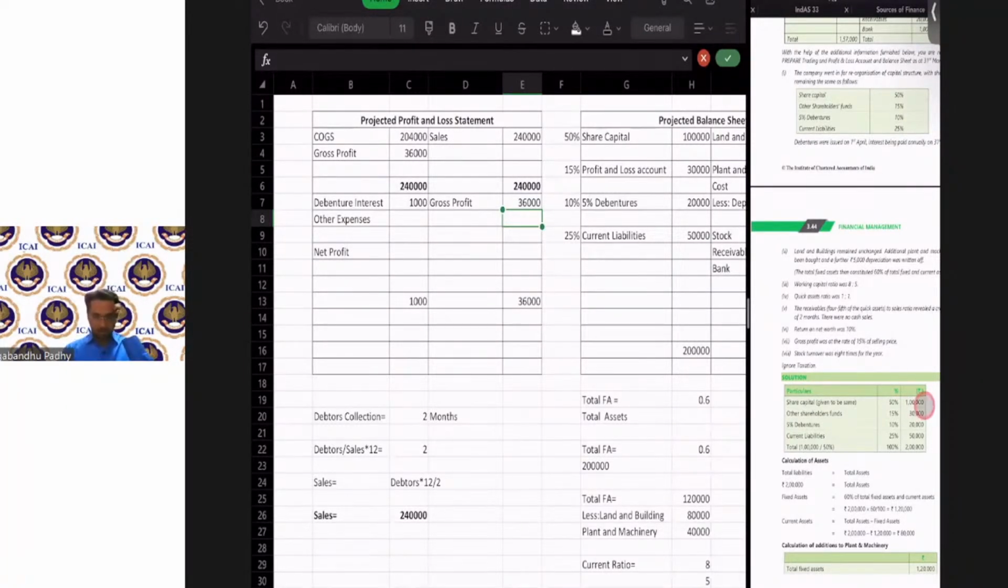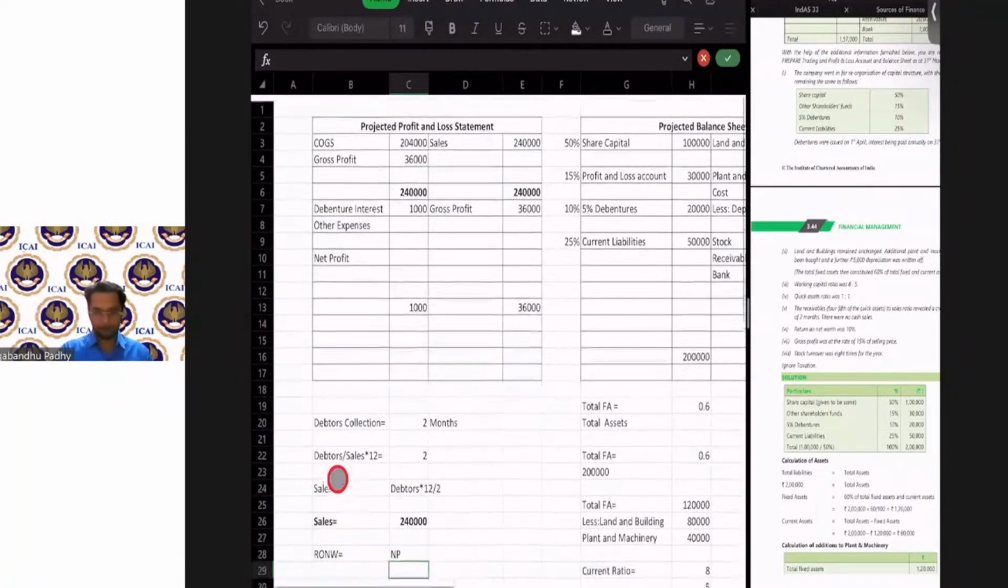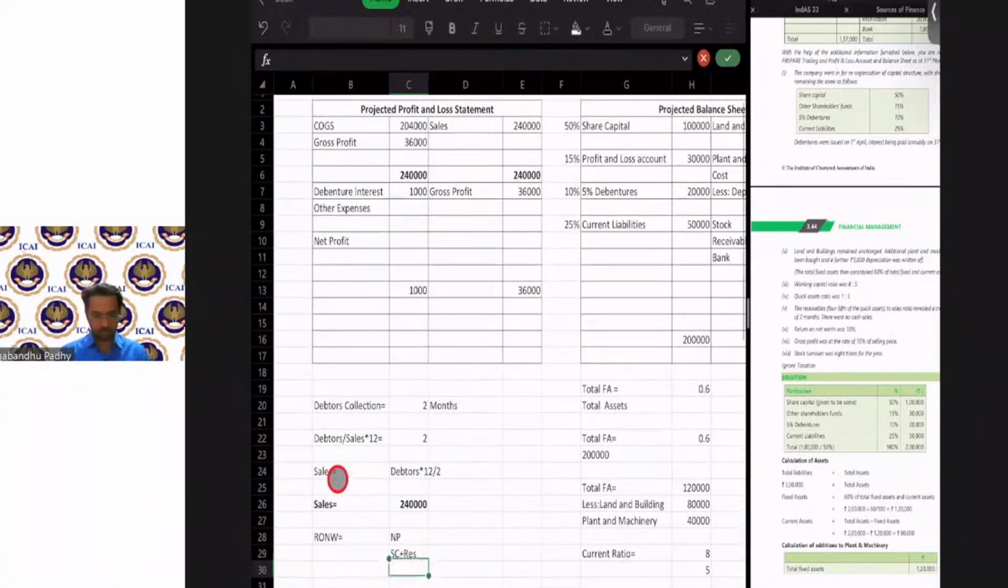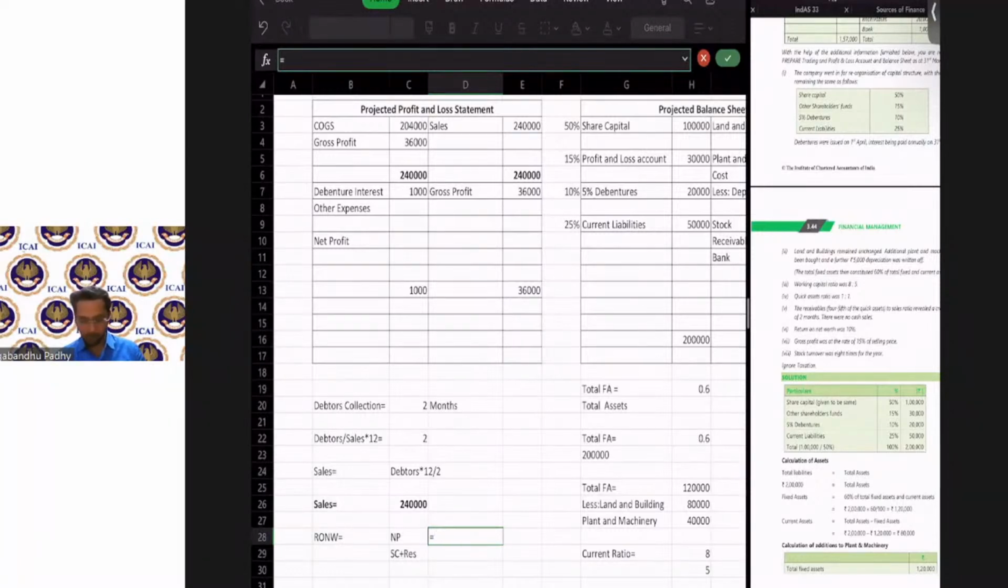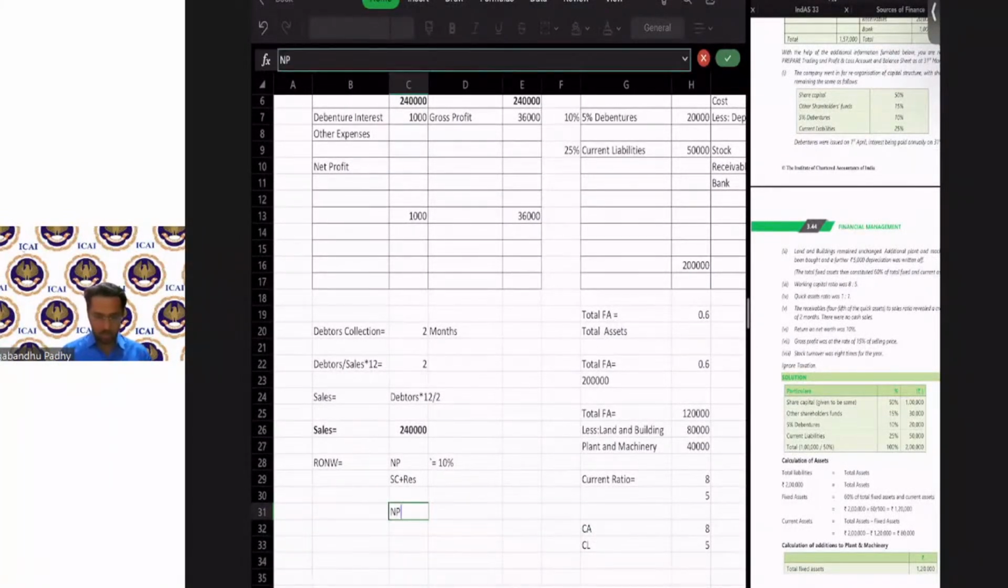Other expenses. Gross profit 36,000. Debenture interest is 1,000. Other expenses. Now for that I need to look at the net profit. Return on net worth was given as 10%. So since we have return on net worth as net profit upon share capital plus reserves, and this figure is given as 10%, we can say net profit, we don't know. Of course, our net profit is going to be equal to 10% of share capital plus reserve.